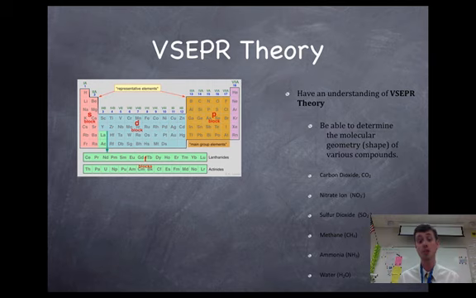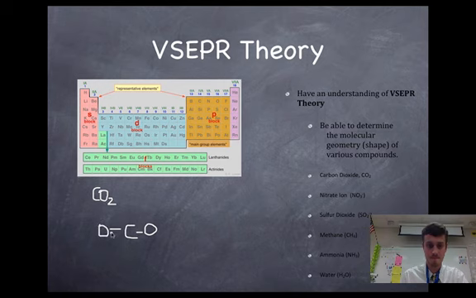I'm not going to go through how to figure out the Lewis dot structures because I've already done that on a previous slide. But if we're doing this for carbon dioxide, our first step is to draw the Lewis structure. The Lewis structure for carbon dioxide is going to look something like this.